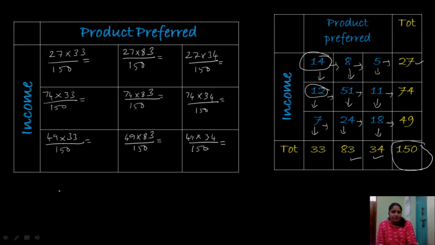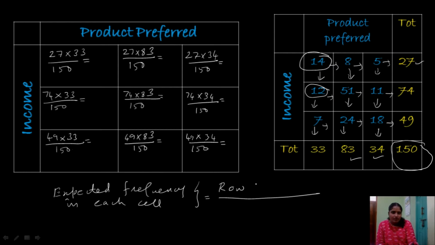So the expected frequency in each cell is calculated by taking the ratio of the product of row total and column total divided by the whole total. By taking this ratio, you get the expected frequency in each cell.